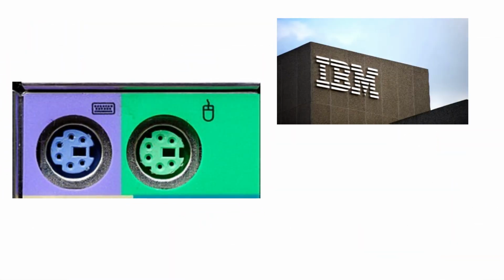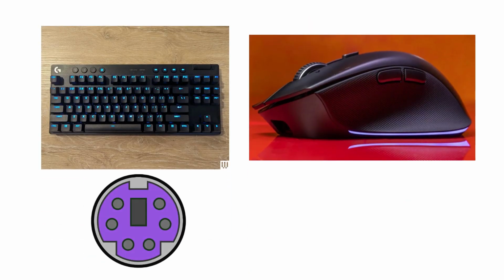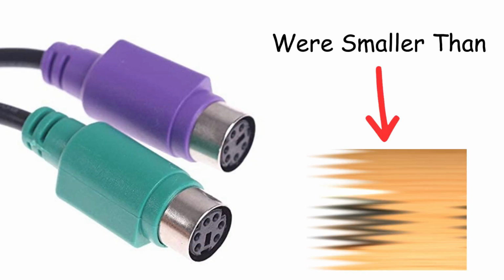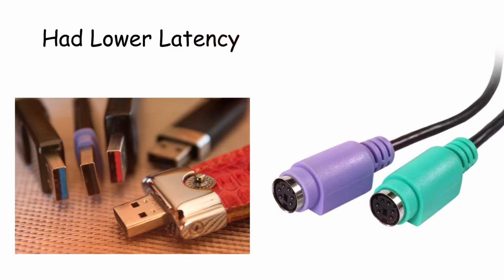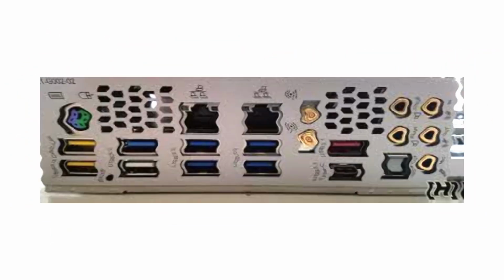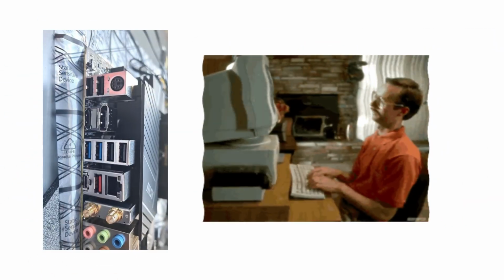PS2 ports were introduced by IBM in 1987 for keyboards and mice. The keyboard port was purple, and the mouse port was green. These 6-pin mini DIN connectors were smaller than previous keyboard connectors. PS2 had lower latency than early USB, which made them preferred by some gamers. They supported N-key rollover, allowing multiple simultaneous key presses. Most motherboards dropped PS2 ports by the mid-2000s, though some gaming boards still include them.